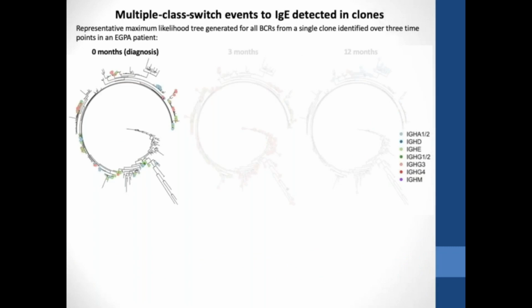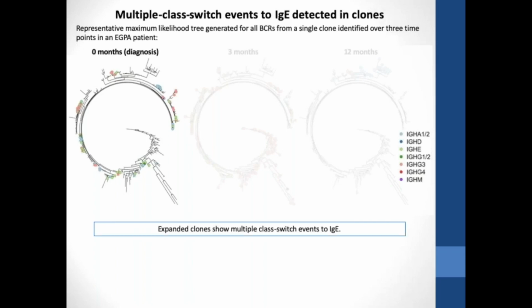And what we can do is generate phylogenetic trees of these IgE-associated clones to try and understand the processes going on here. So this is just one example and representative IgE-associated clone in an EGPA patient. It's actually very similar in the case of any of these autoimmune diseases or in health, where we get multiple class switch events to IgE within the clone. So the IgE is in the light green here. And we can see multiple instances of it popping up.